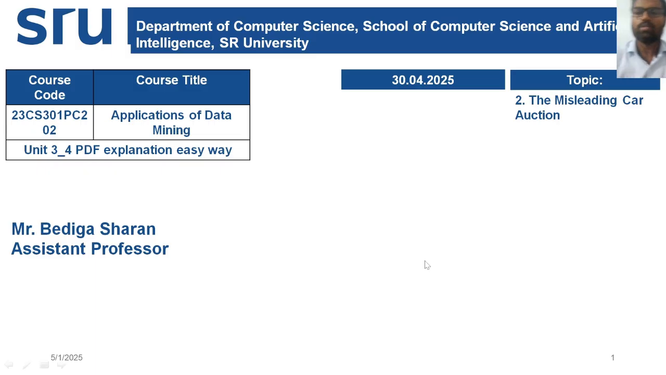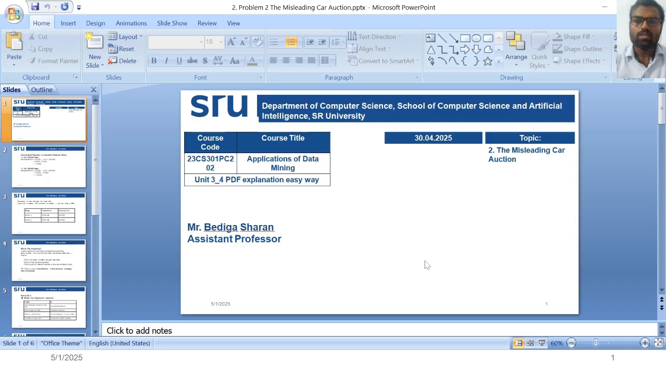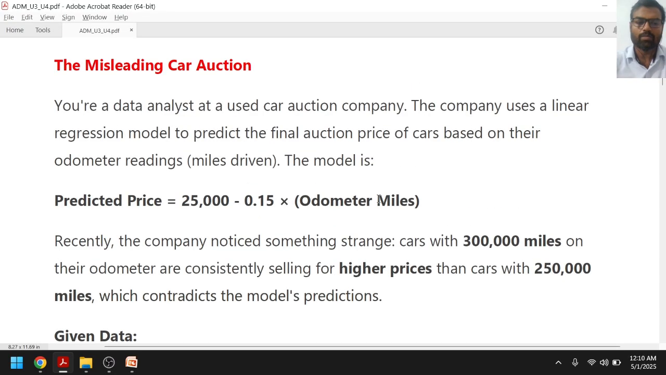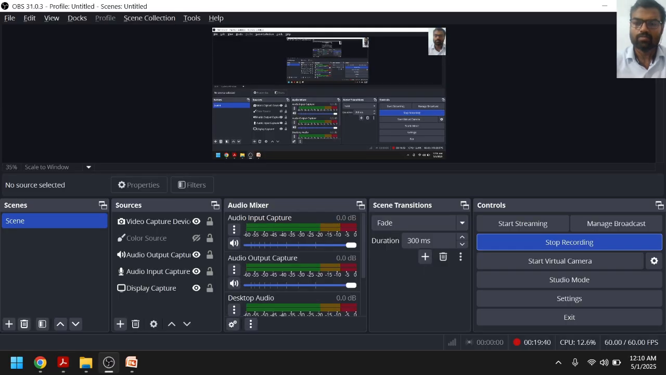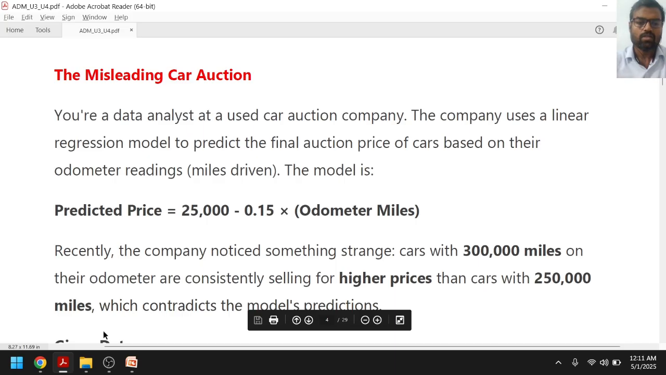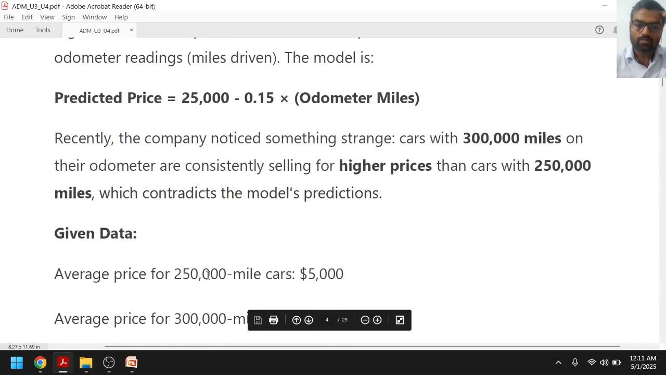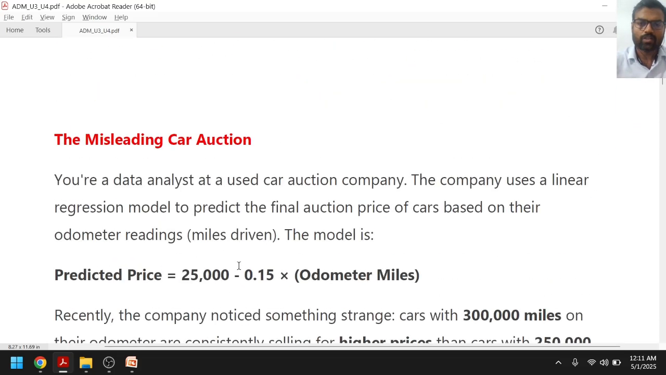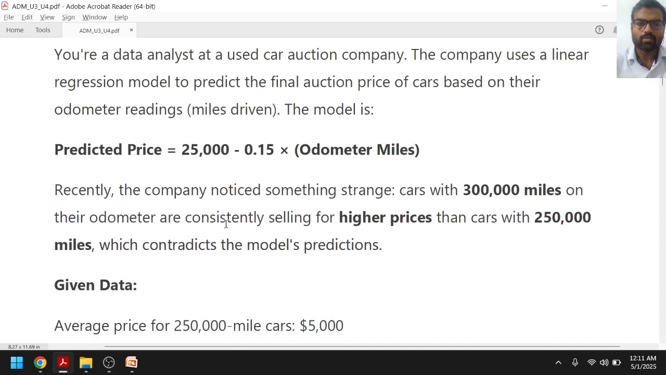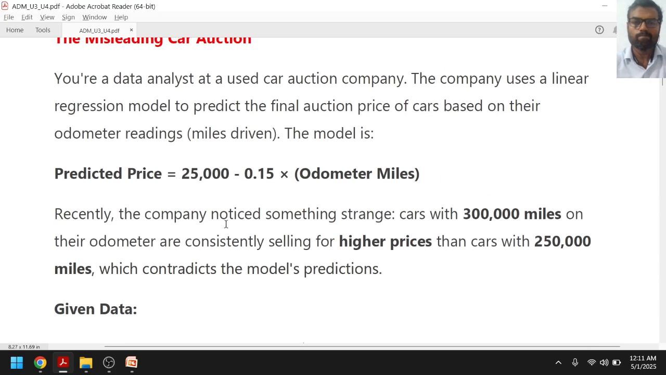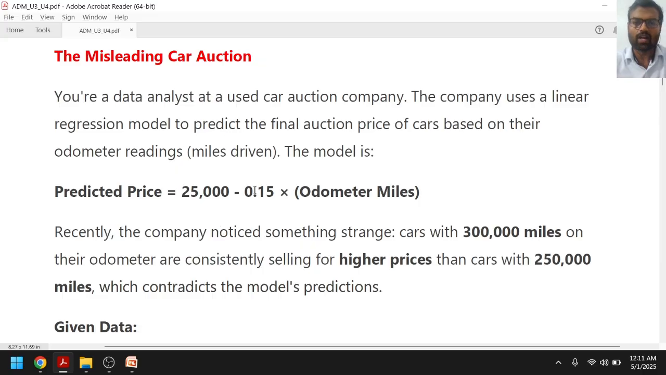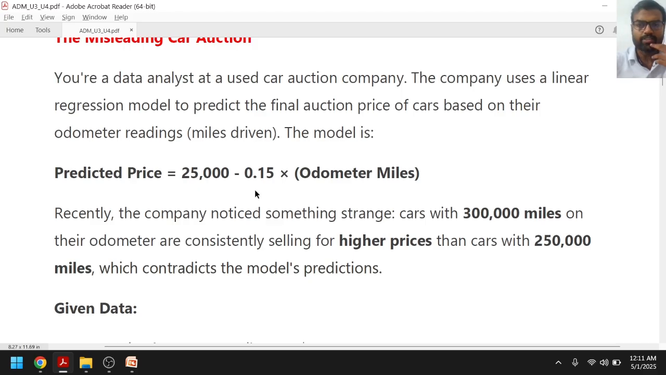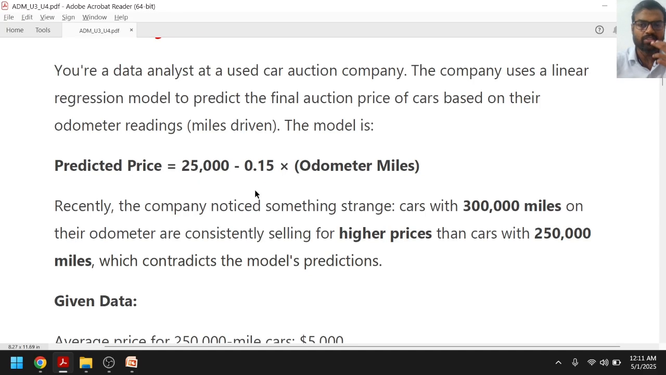So this misleading car auction. First of all, try to understand what the problem is here. Here we are not seeing any data set. It is just a problem statement. First of all, read it. You are a data analyst at a car auction company. It uses a linear regression model, just a line, to predict the final auction price.